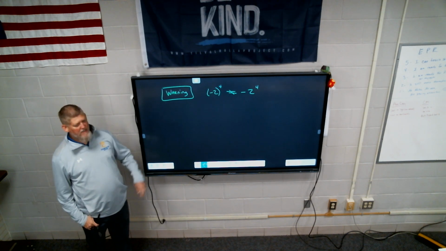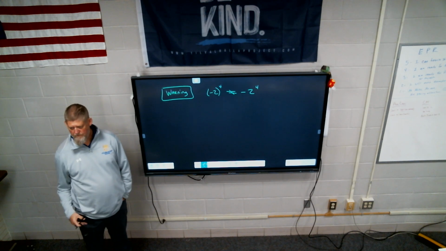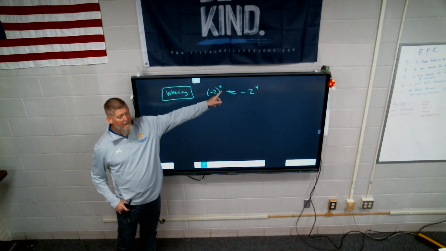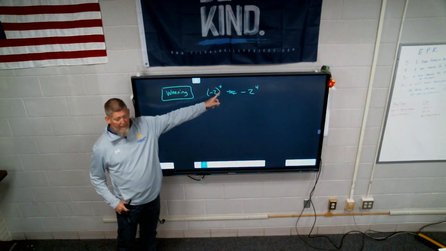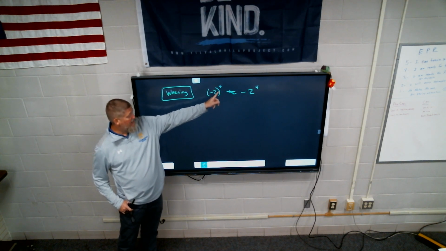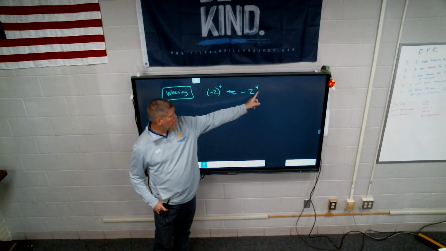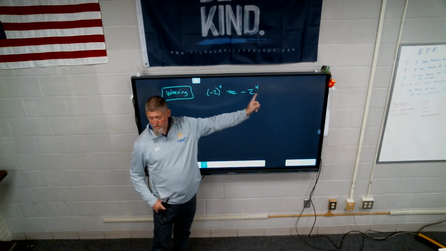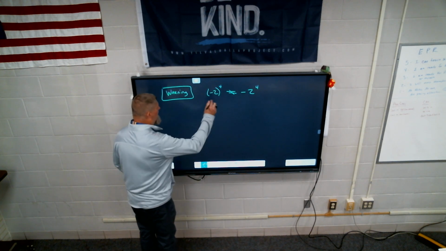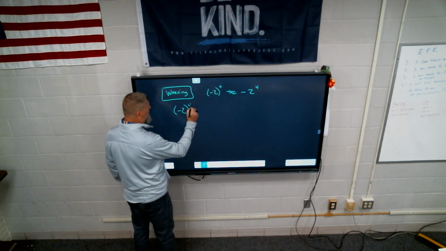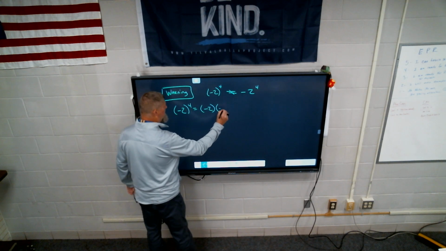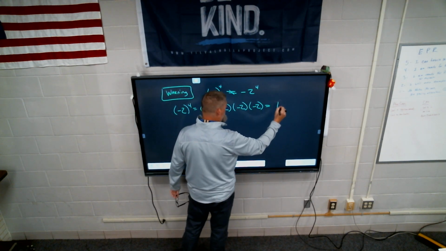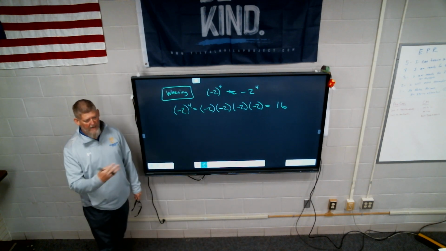What's the difference between these two? This one has parentheses, right? Which means the exponent affects what? It affects what's closest to it. So in this case, it affects the parentheses. Over here, what does the 4 affect? Just the 2. So this side, negative 2 in parentheses to the 4th, is going to be negative 2 times negative 2 times negative 2 times negative 2, which we know is going to be a positive 16, because 4 negatives will cancel each other out.